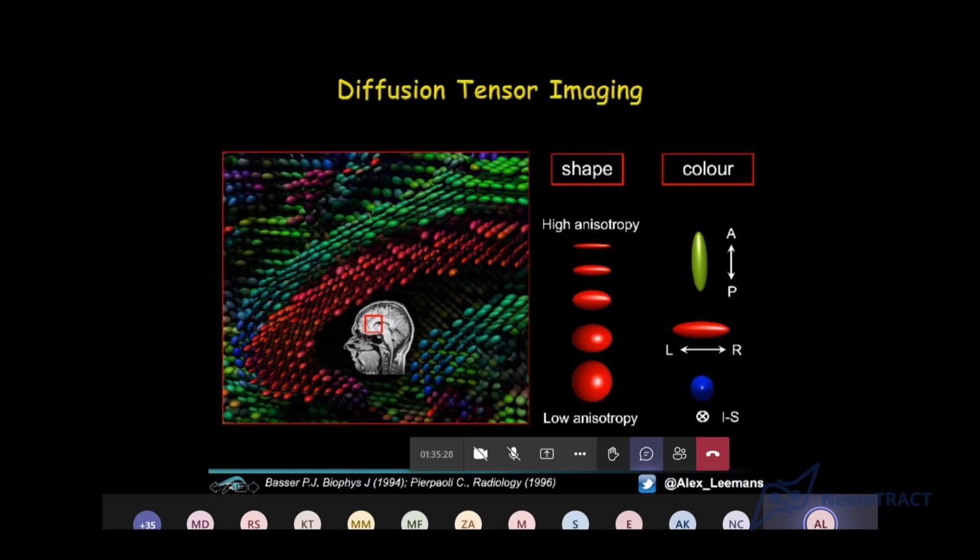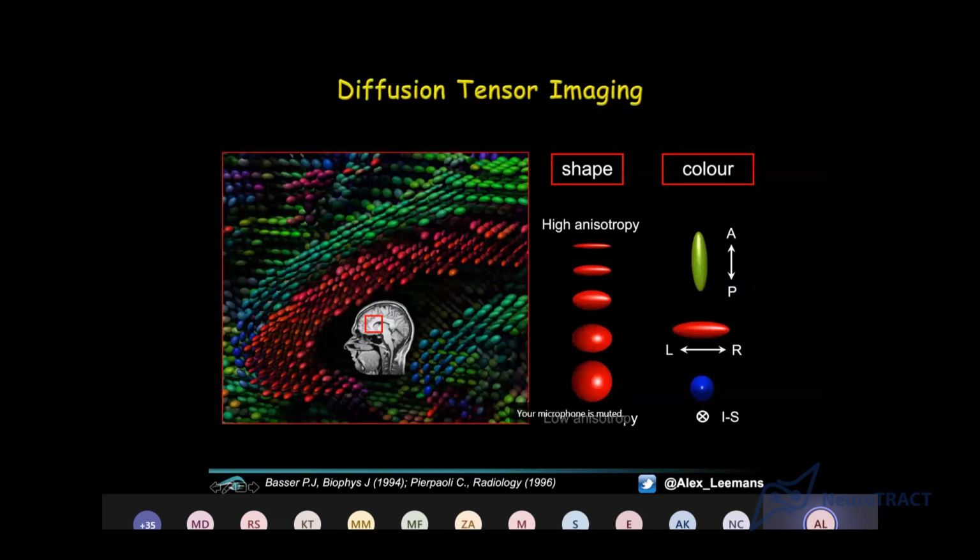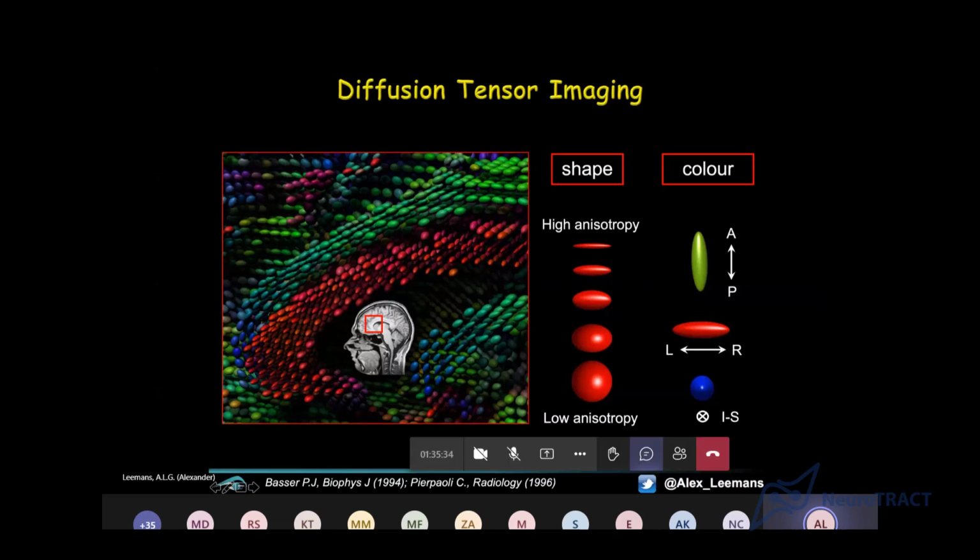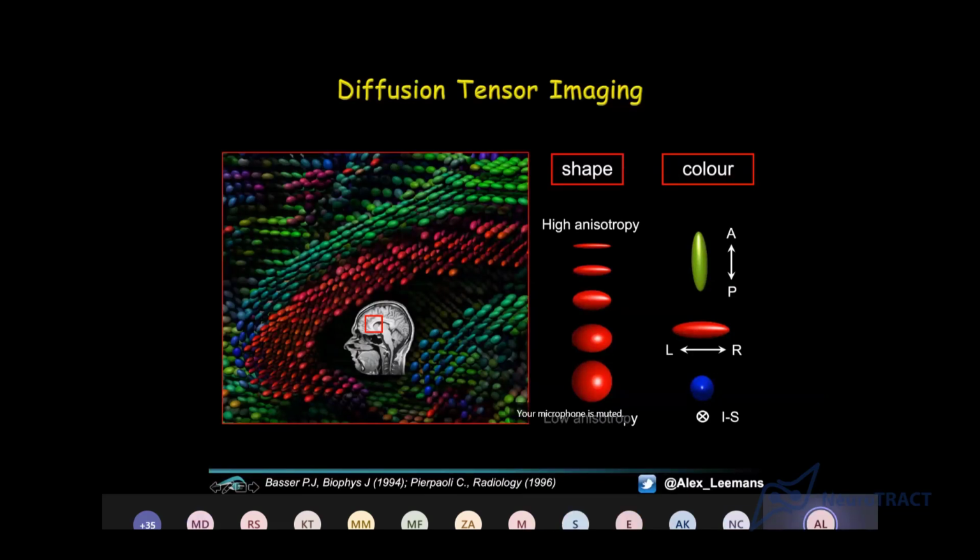All right. So continue. So this is the idea. So we now have all these ellipsoids. At every location, we have this ellipsoid, and this ellipsoid has an orientation and a shape, and both are important to understand the diffusion that underlies the tissue.